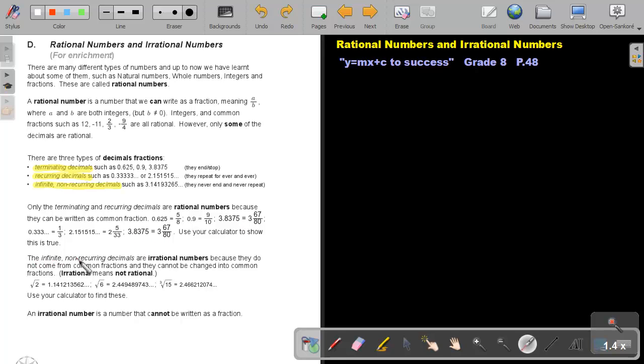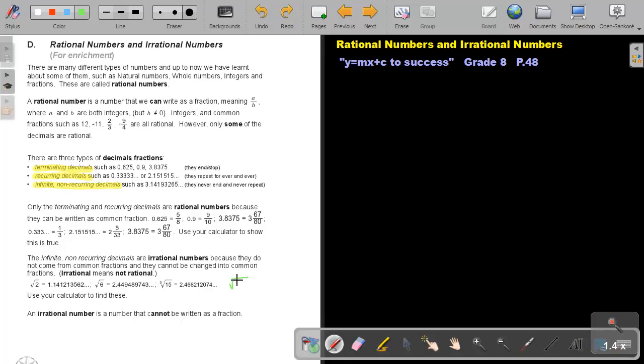Now, the infinite non-recurring decimals are irrational numbers because they do not come from common fractions and they cannot be changed into common fractions. Irrational means non-rational, like square root 2, which is 1.141213562, just going on. Square root 6, 2.449489743, and just going on. The cube root of 50, 2.466212074. So most of the roots will be irrational, but not all of them.